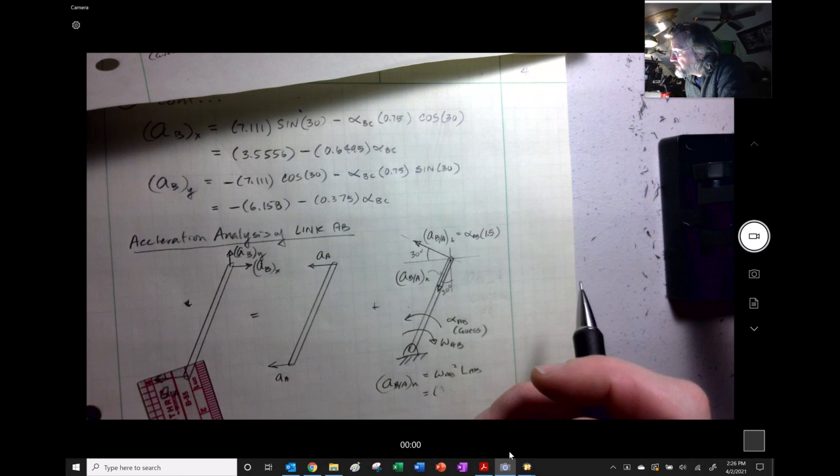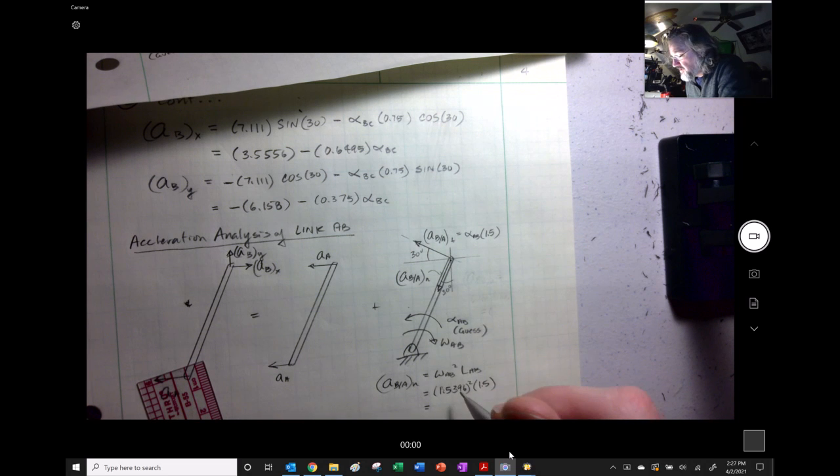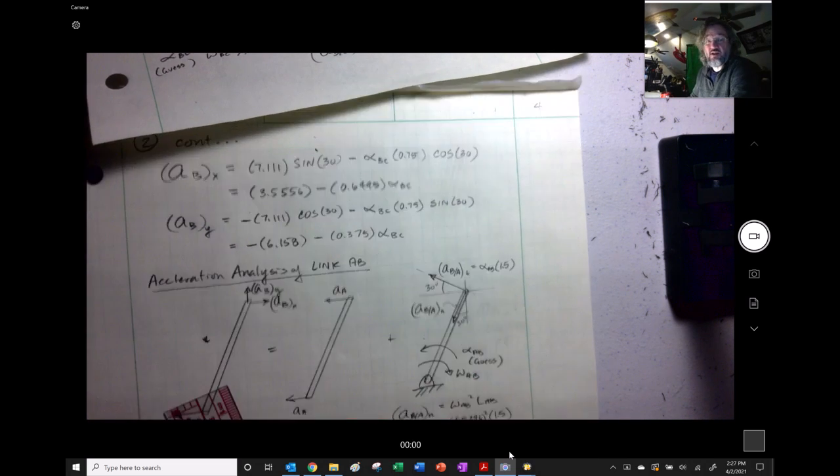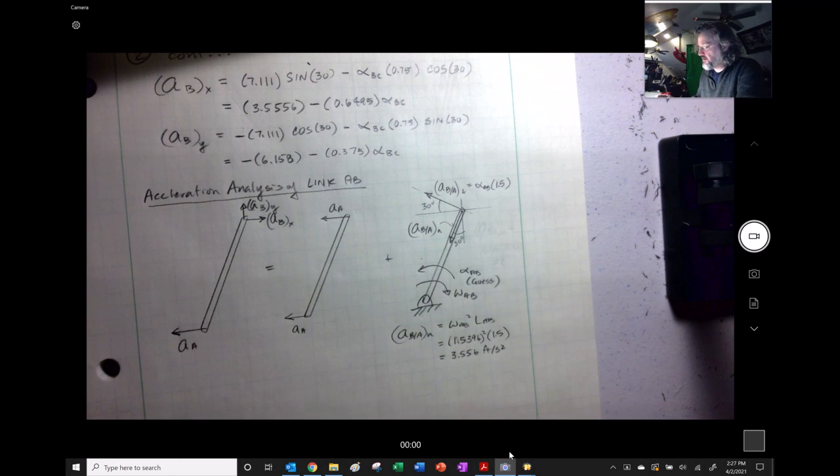Where do we find it? 1.5. Let's see, did I mess that thing up? Yeah, no, I got it right. 1.5396 squared and then 1.5. So that turns out to be 3.556 feet per second squared. And it's interesting because we had another thing where we saw 3.556 of this little value. But I guess that's just a coincidence, maybe. I don't know. Maybe some symmetry might be affecting that.